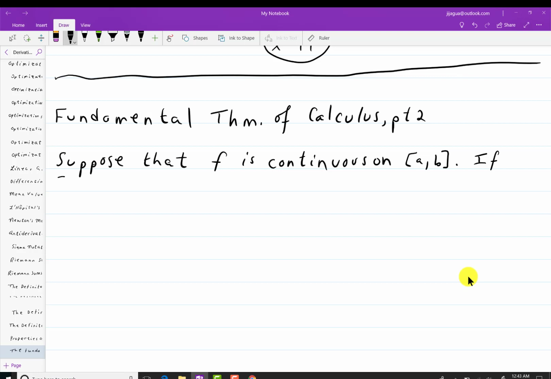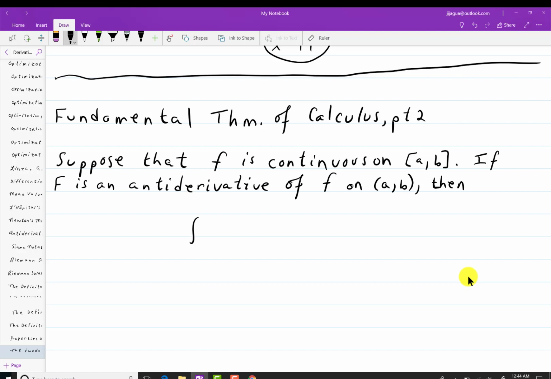If capital F is an antiderivative of little f on the open interval a to b, then the integral from a to b of little f of t dt equals capital F of b minus capital F of a.